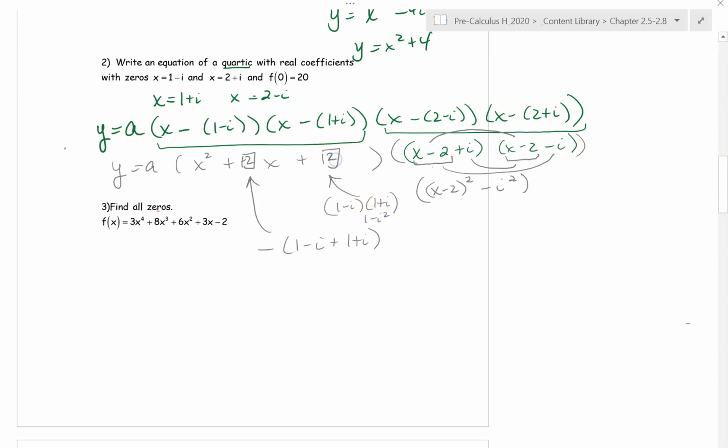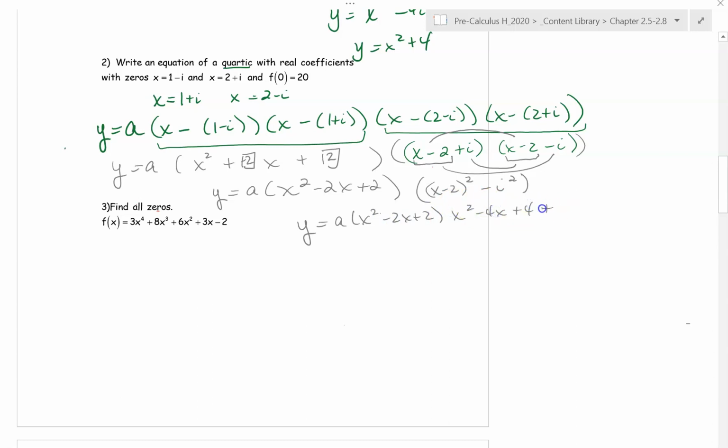This number would be 2. So go ahead and pause the video and just check the work and see if that is correct. All right. So we have y equals a times (x squared minus 2x plus 2). And again, if we expand over here, we have x squared minus 4x plus 4 minus i squared, which is plus 1. So here is our polynomial.